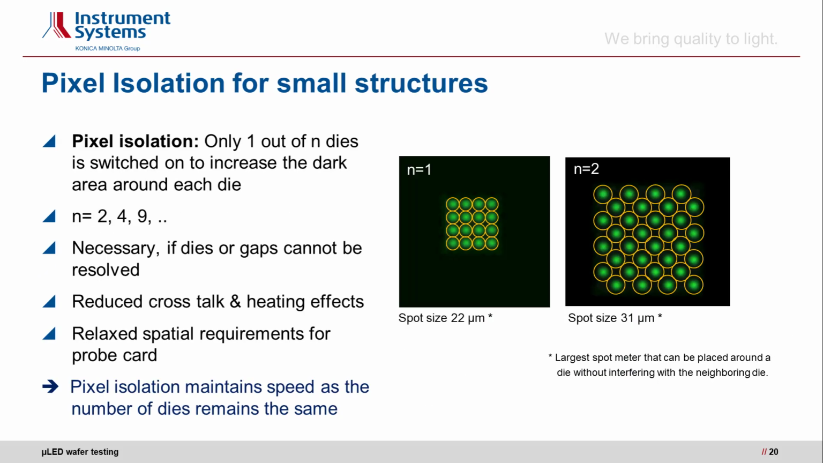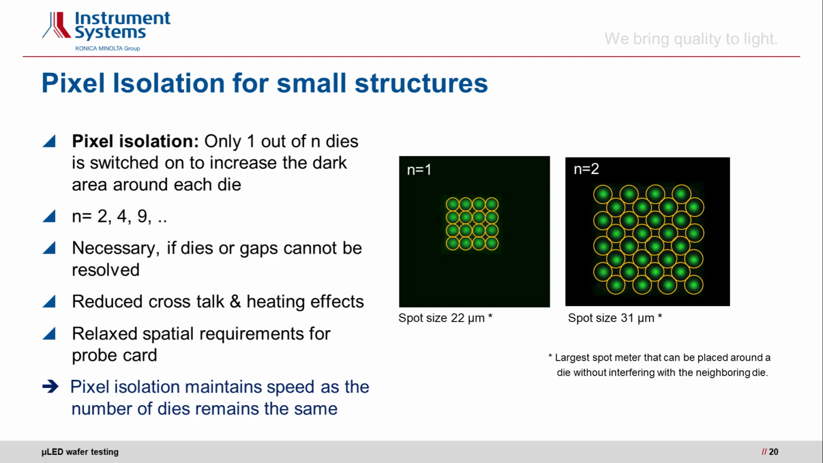The next slide shows a procedure which we call pixel isolation for small structures. We have seen that the dies can be very close to each other, and it may be difficult, due to the resolution of the system, to singulate each individual pixel. We have come up with the procedure of pixel isolation, and this means that only 1 out of n dies is switched on to increase the dark area around each die. N can be set to any larger number, typically 2, 4, or 9, and this is actually necessary if the dies or gaps cannot be resolved optically.